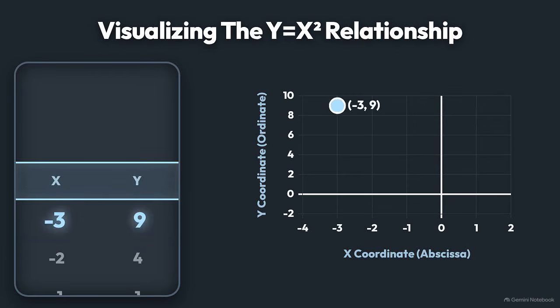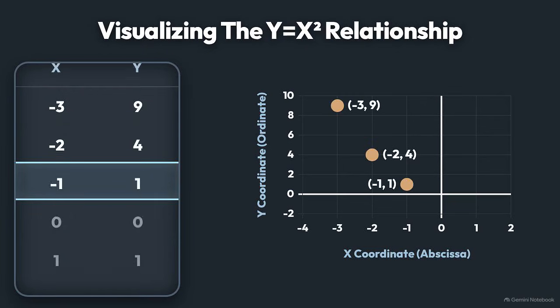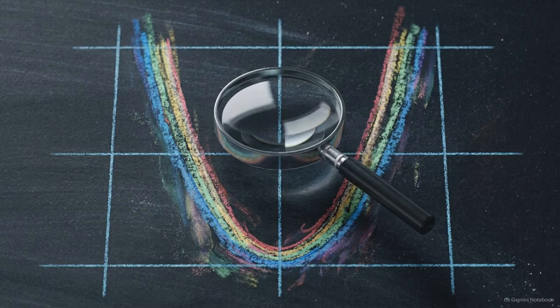To follow along, you only need two things, a pencil and a blank piece of graph paper. Plotting these numbers is how we see the relationship between x and y. It takes a calculation and makes it visible.